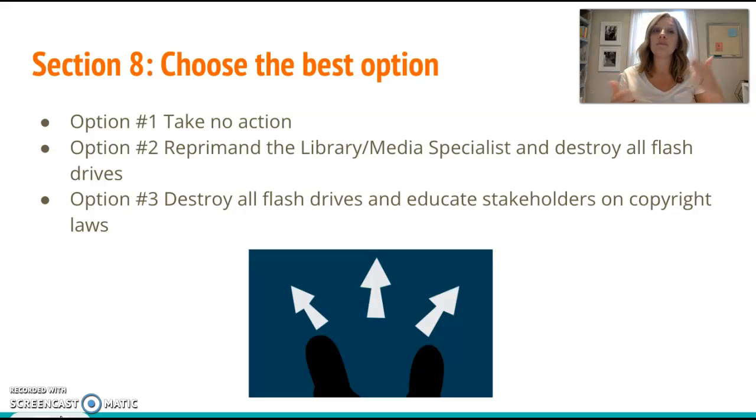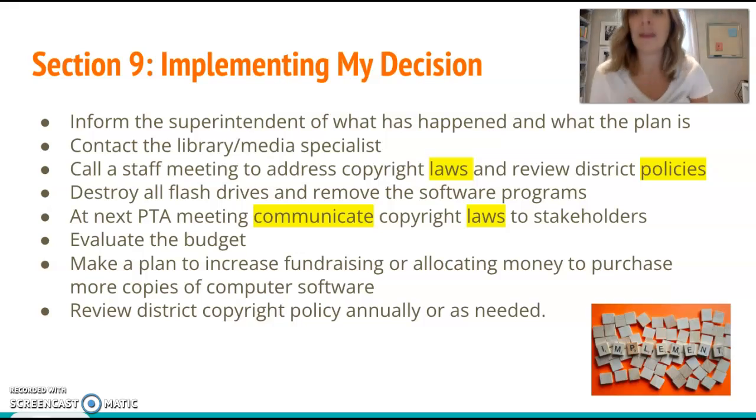So with saying that, I think option three is the best option, because it allows her to learn from the situation, and it also provides the school leader with a chance to educate all community stakeholders on copyright laws to ensure that this doesn't happen again. So now it's time to implement that decision. The first step I would take is to inform the superintendent of what has happened and what the plan is going forward, trusting that he or she would agree with this plan.